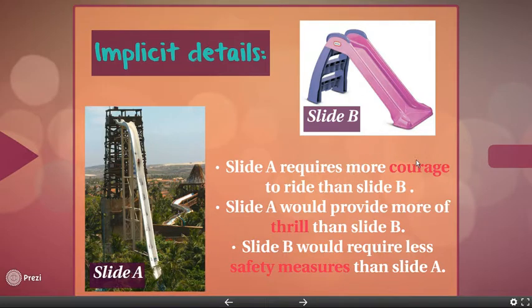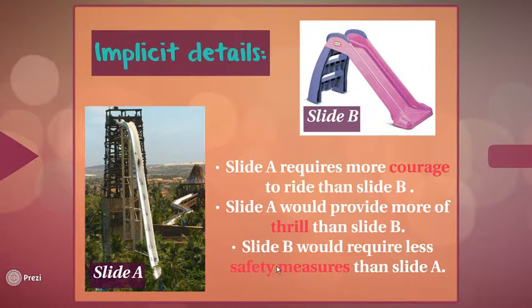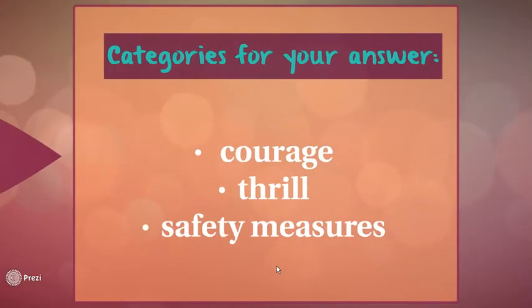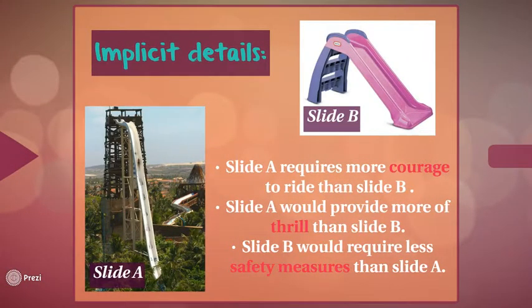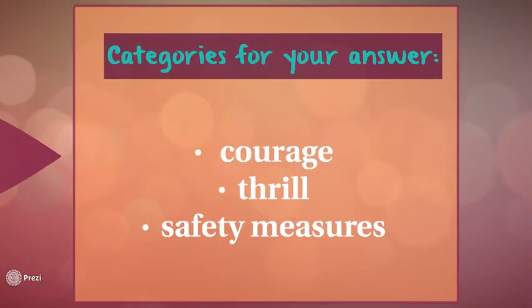So here, with the idea of courage and thrill and safety measures, those are all ideas which weren't on the surface of those pictures. We've had to kind of use our inference to be able to take those suggestions on board and figure out some different opinions about the material. So from gathering that implicit information, what you can then do with it is begin to put that into categories. So for instance, you could talk about the categories of courage, thrill, and safety measures.